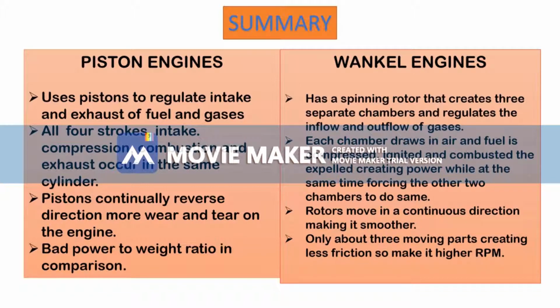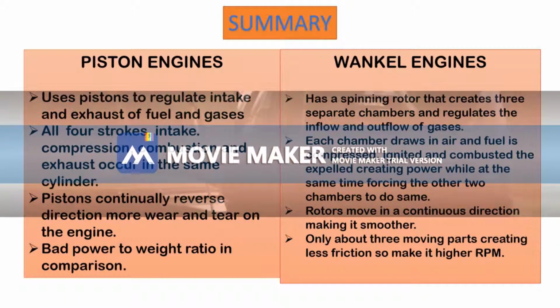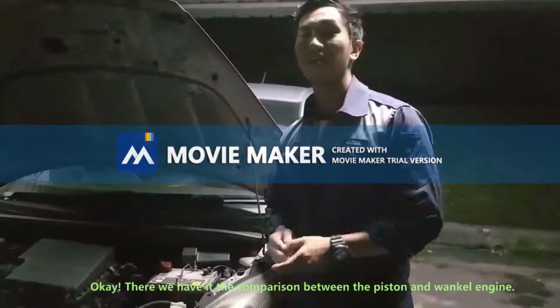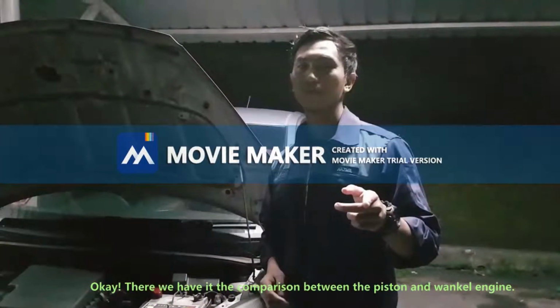For the Wankel engine, it has a spinning rotor that creates 3 separate chambers and regulates the inflow and outflow of gases. Each chamber draws in air and fuel, which is compressed, ignited, combusted, then expelled, creating power while at the same time forcing the other 2 chambers to do the same. The rotor moves in a continuous direction, making it smoother. Only about 3 moving parts, creating less friction to make it higher rotation per minute. Okay, there we have it, the comparison between the piston and Wankel.